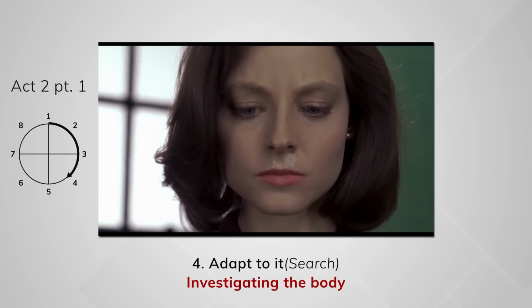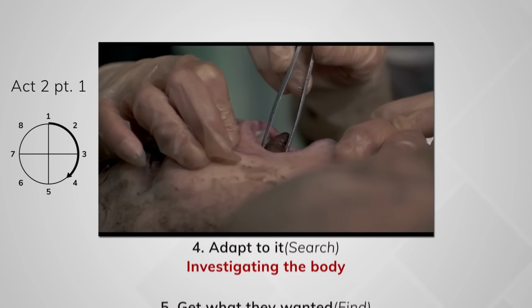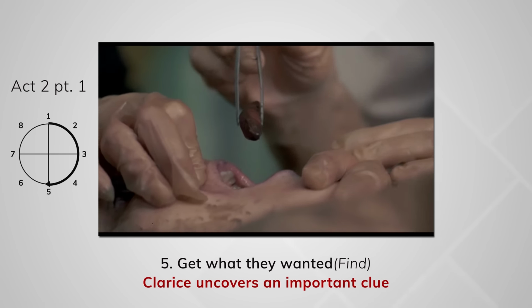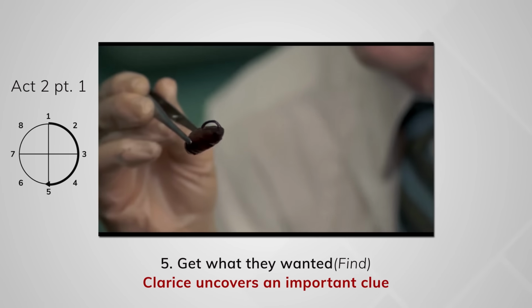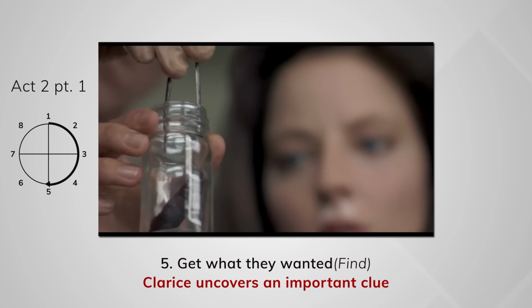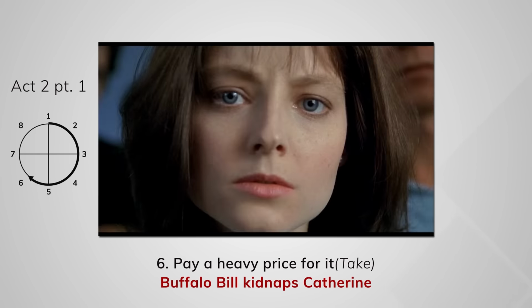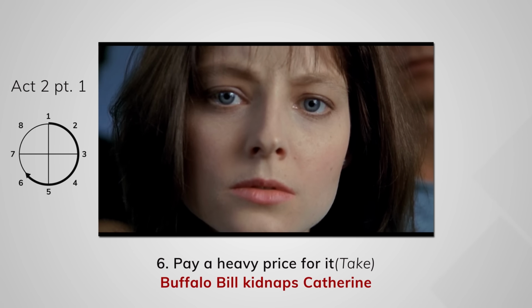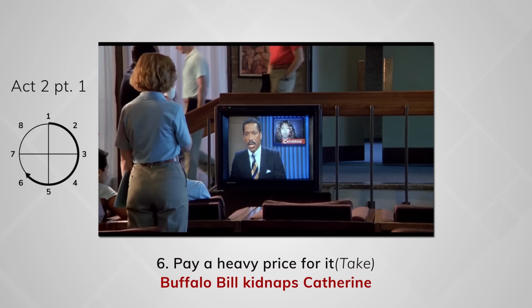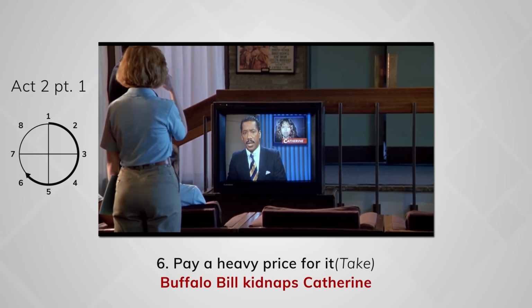When Clarice and the other agents examine the body, they find a moth cocoon lodged in the woman's throat. Clarice sees this as an important clue to capturing Buffalo Bill. But just as she has this breakthrough, she learns of Catherine's kidnapping. The stakes have just been raised. While she is getting closer, she is now running out of time. Her discovery has come at a cost.